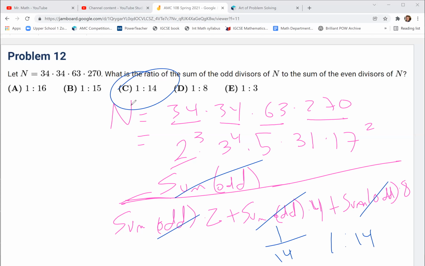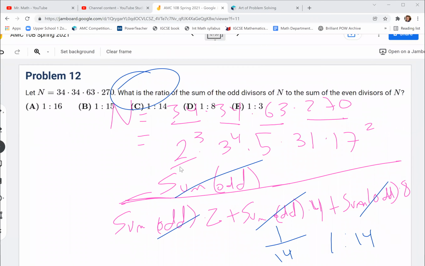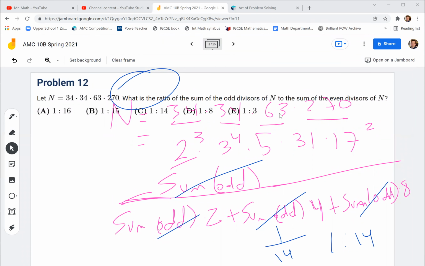So again, more of a conceptual problem as opposed to doing any tricky arithmetic. But I actually like this problem a lot better than number 11. I like number theory, so these kinds of problems are kind of fun.